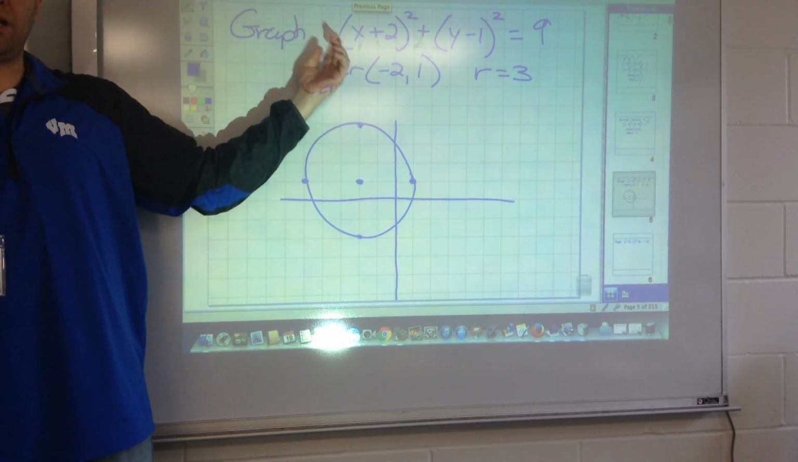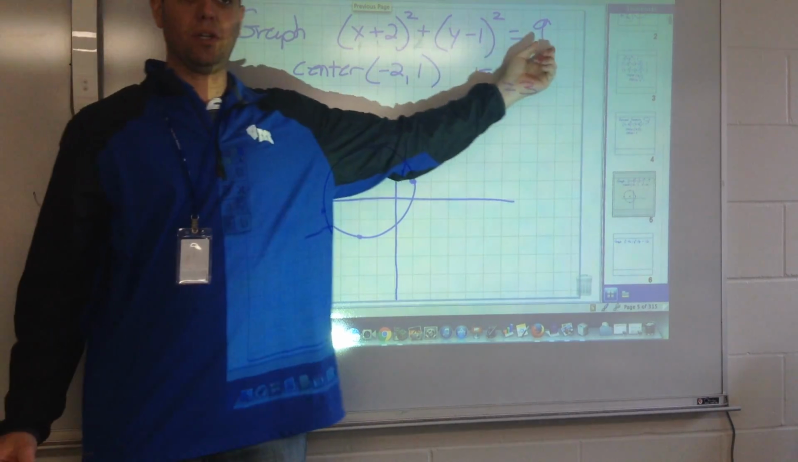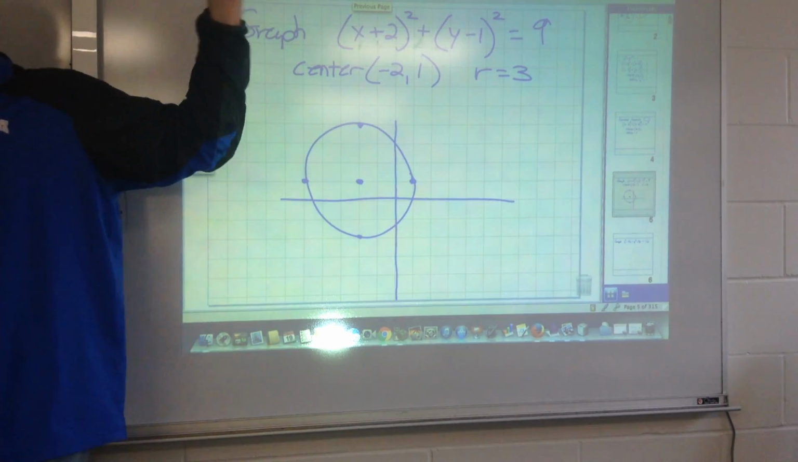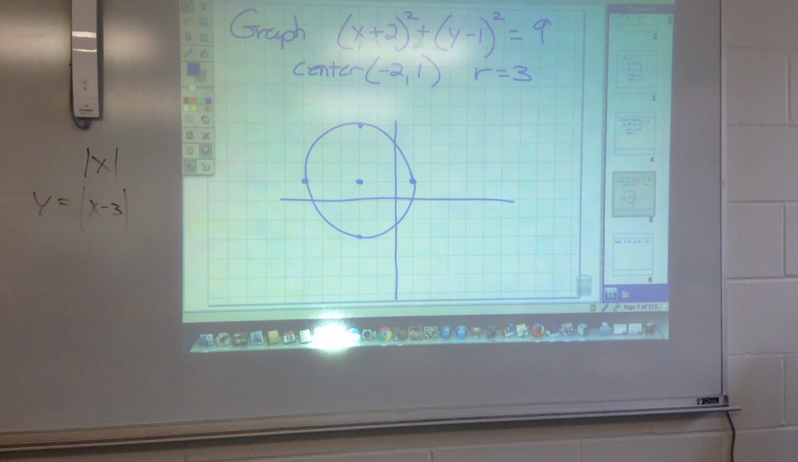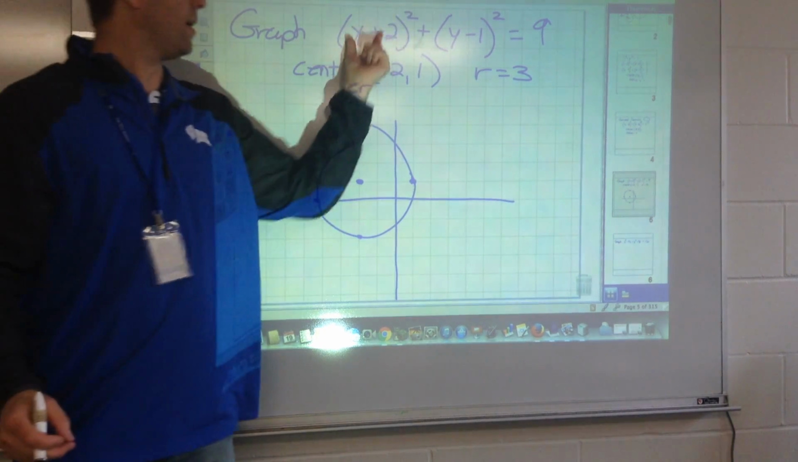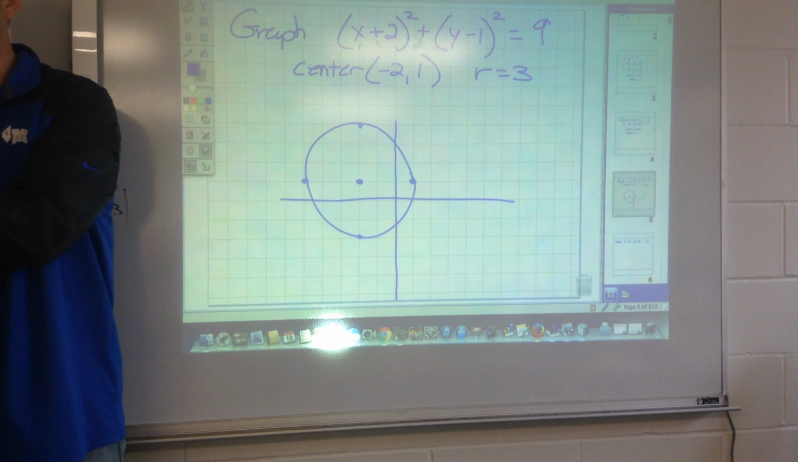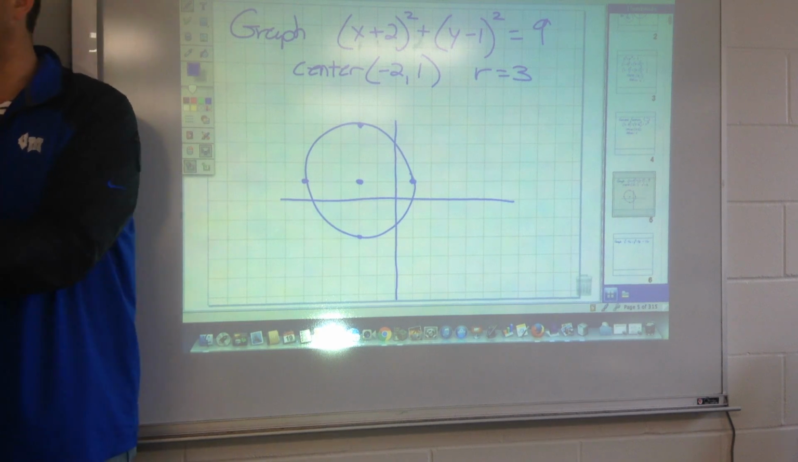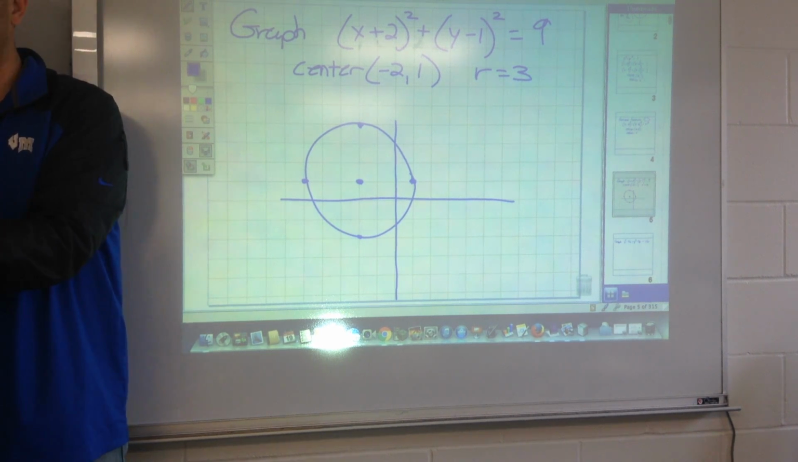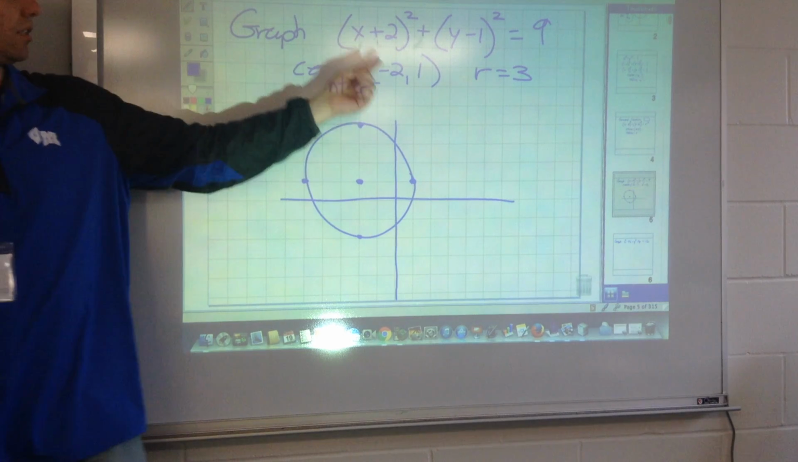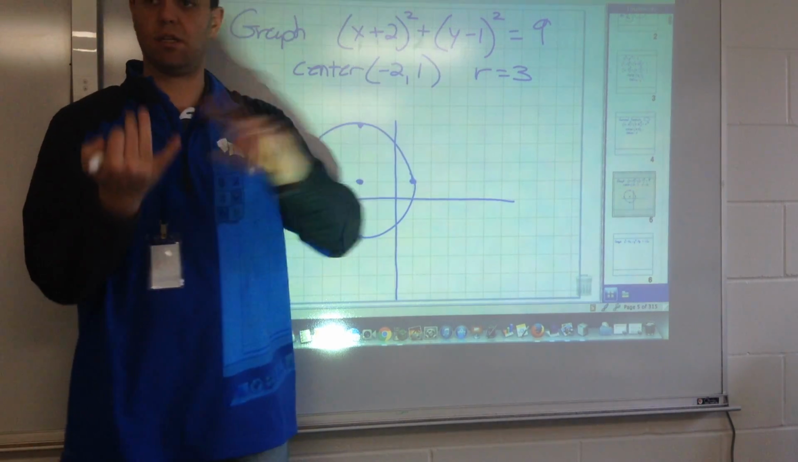Well, this right here is really not a whole lot different than the one on the next slide. Because if I were to square x plus 2, I'd be taking x plus 2 times x plus 2, and that'd give me x squared plus 4x plus 4, if I FOILed it out, right? X squared plus 4x plus 4, you guys with me? And what would I get if I FOILed this?